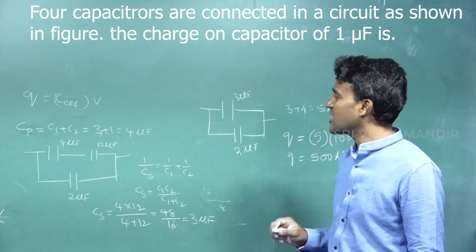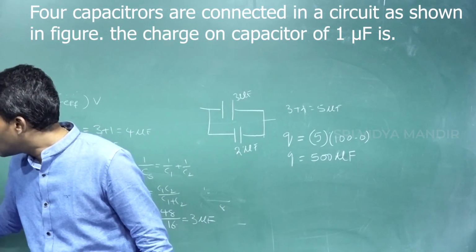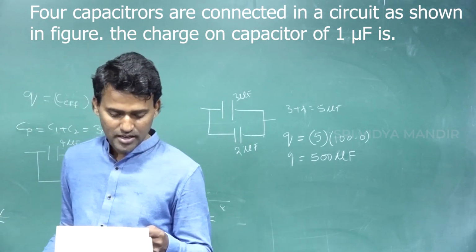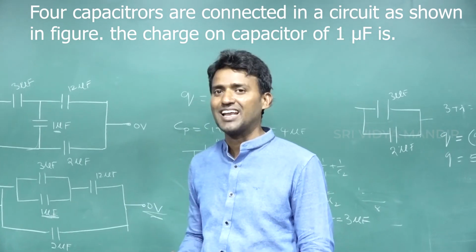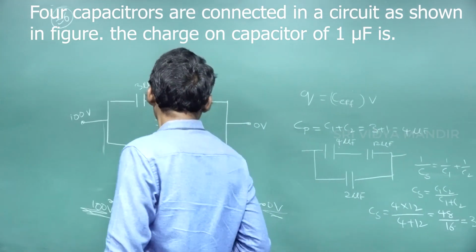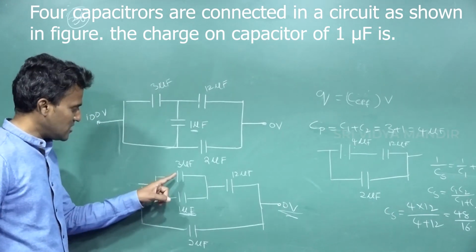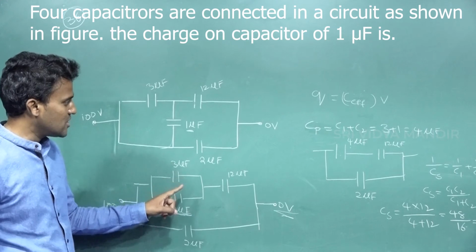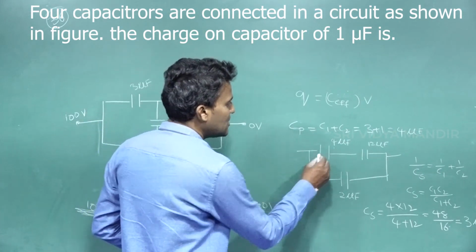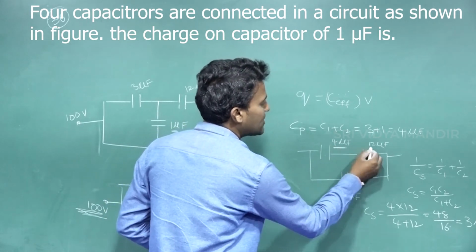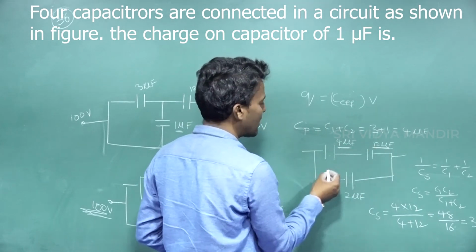Now what are they asking? What do we have to calculate here? The charge on the capacitor. For this, we draw the diagram like this: this is 4 microfarad and this is 12 microfarad.